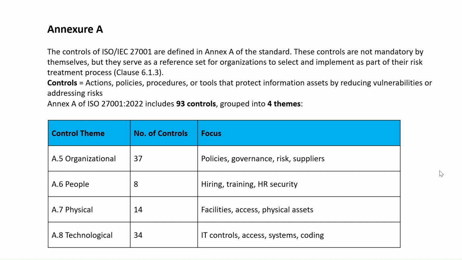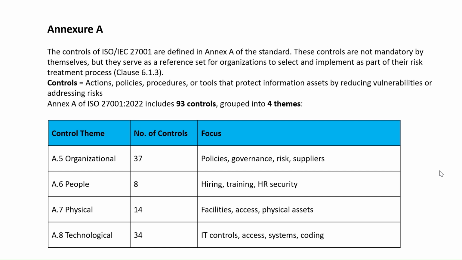The controls of ISO 27001 are defined in Annexure A of the standard. These controls are not mandatory by themselves, but they serve as a reference set for organizations to select and implement as part of their risk treatment process. Now, controls can be actions, policies, procedures, or any tools that protect information assets by reducing vulnerabilities or addressing risks. Annexure A of ISO 27001 includes 93 controls, and for simplicity, they have been grouped into themes. There are 4 themes: organizational, people, physical, and technological.